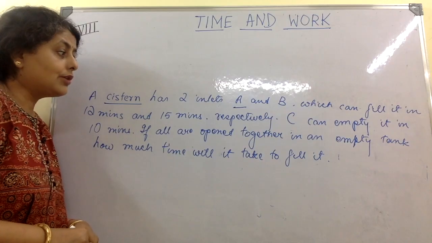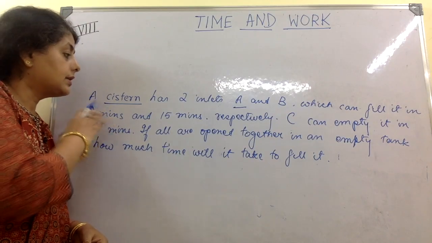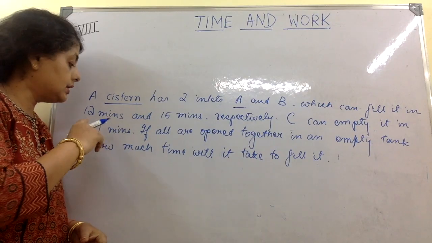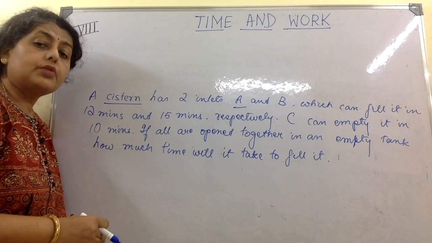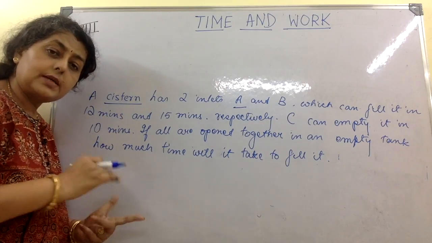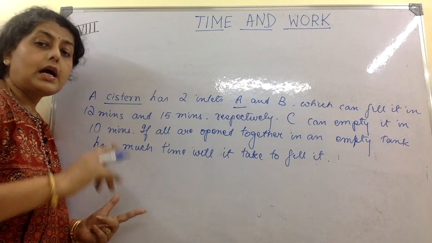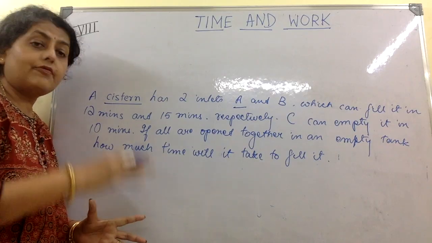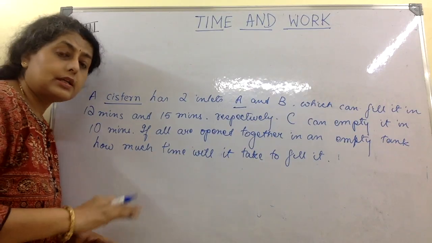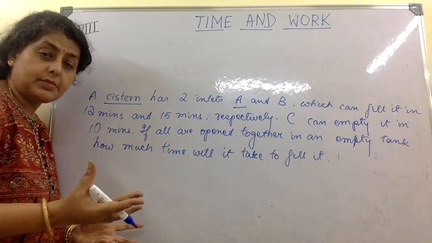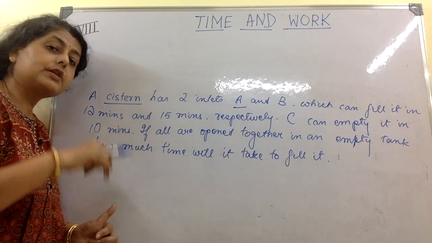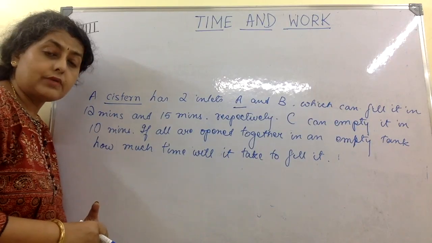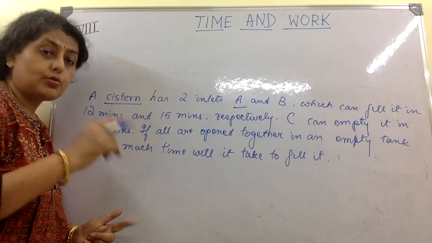Now one thing you have to understand: C can empty it in 10 minutes. If you open A, B and C all together, how much time will it take to fill the whole system? Because it should fill faster than it empties. Then it will be filled. Don't think that if it is emptying I may never be able to fill it. You will be able to fill it if the rate of filling is more than the rate of emptying. Since we are filling with two of them, it is possible. Let us see, but how much time?